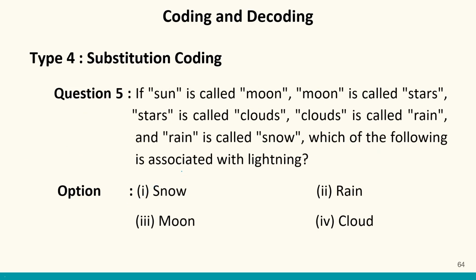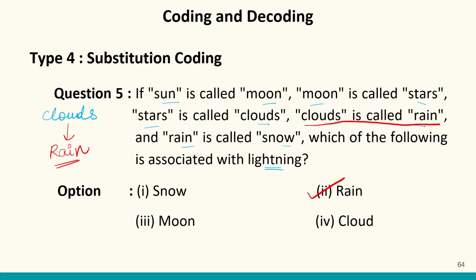Now let us look at this question. Sun is called moon. Moon is called stars. Stars is called clouds. Clouds is called rain. And rain is called snow. Which of the following is associated with lightning? So when we talk about lightning, we associate it with clouds. Right? Due to clouds only we'll get lightning. So out of all the options, clouds will be the logical answer. But over here, clouds is substituted by the word rain. Okay? So clouds is substituted by the word rain. So rain would be my answer, which is option number 2.